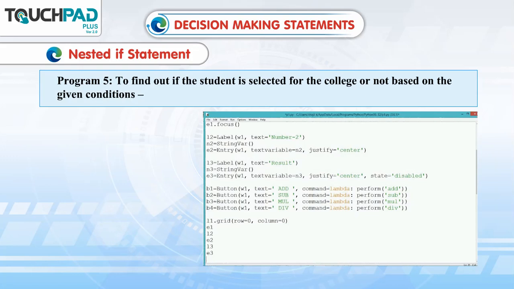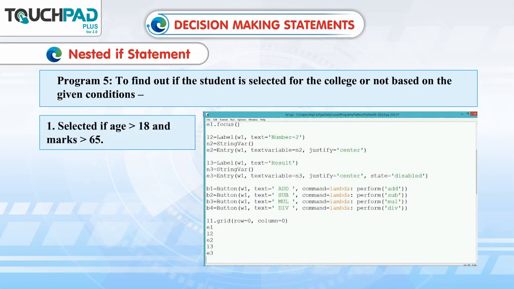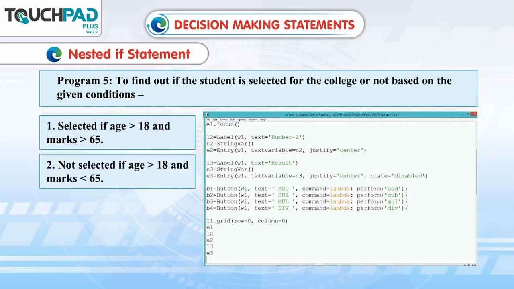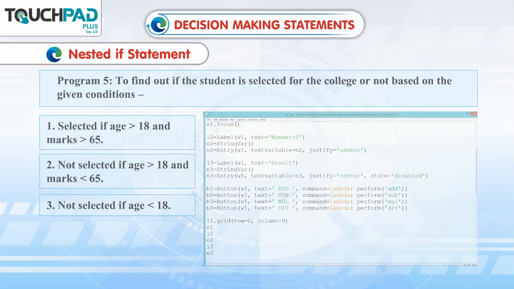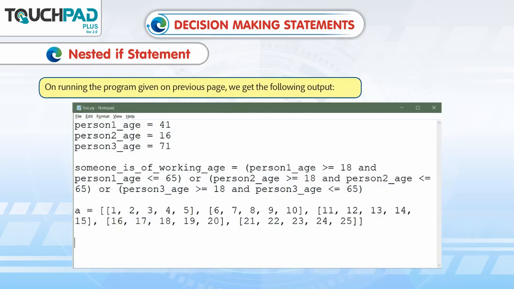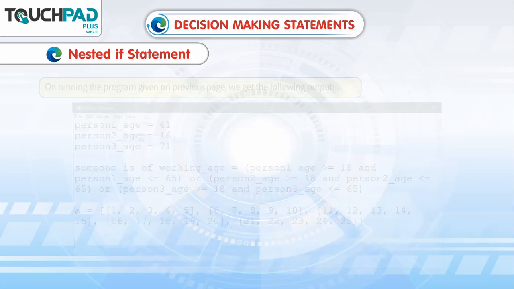Program 5 to find out if the student is selected for the college or not based on the given conditions. 1. Selected if age is above 18 and marks above 65. 2. Not selected if age is above 18 and marks are below 65. 3. Not selected if age is below 18. On running the program given on the previous page, we get the following output.